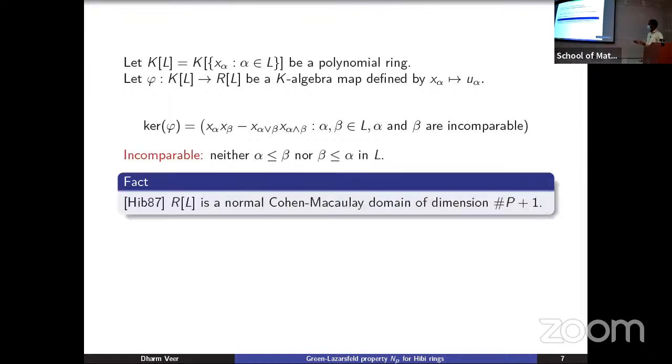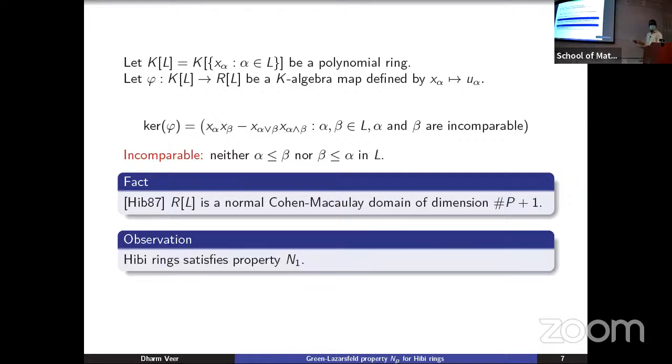Okay, I'll not go into the definition. Hibi rings were defined by Takayuki Hibi in his paper of 1987, and in that introductory paper, he proved that Hibi rings are normal Cohen-Macaulay domains of dimension cardinality of P plus 1. So here dimension is the full dimension, right? Observe that Hibi rings are normal, and the defining ideal is generated by quadrics. So the Hibi ring satisfies property N1. And now we will study property N_p for some hierarchies.